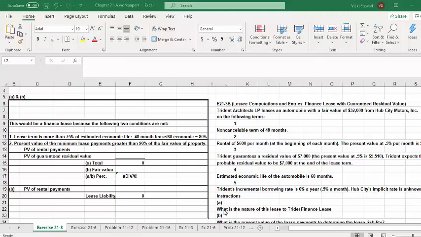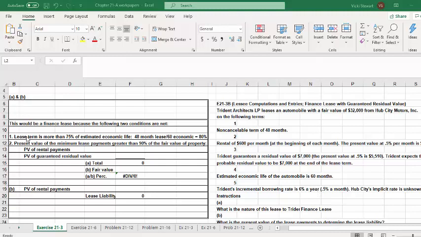The instructions state in Part A: what is the nature of this lease to Trident? It is a finance lease. We don't see any mention in the lease of a transfer of ownership. We don't see any mention of a bargain purchase option. However, we can look to determine if it does meet the criteria for 75% of the lease term or 90% of the fair value of the automobile at the inception of the lease.